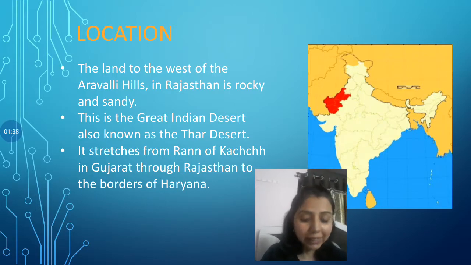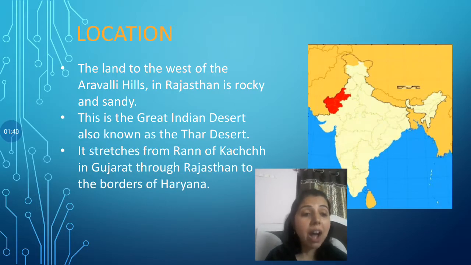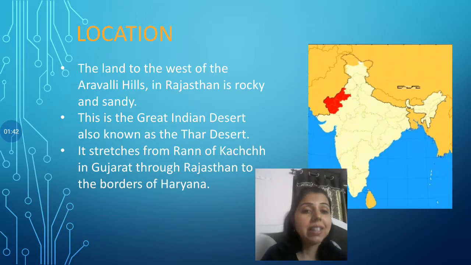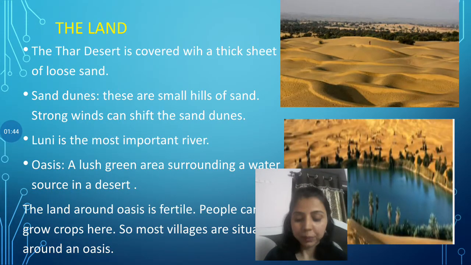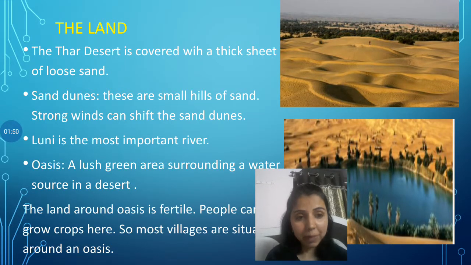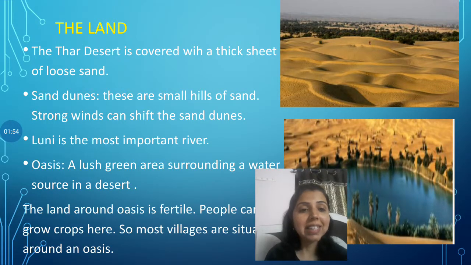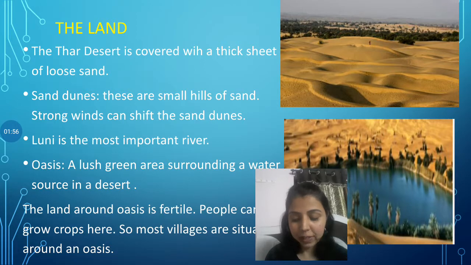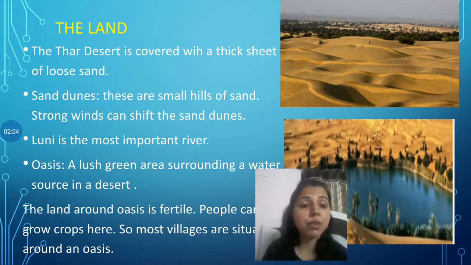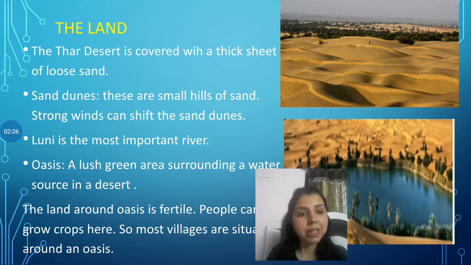Okay, now let's see about the land found in the Western Desert. The Thar Desert is covered with a thick sheet of loose sand. At some places there are small hills of sand. They are called sand dunes. Sometimes strong winds which blow here carry a large amount of sand with them. They can shift the sand dunes from one place to another place.